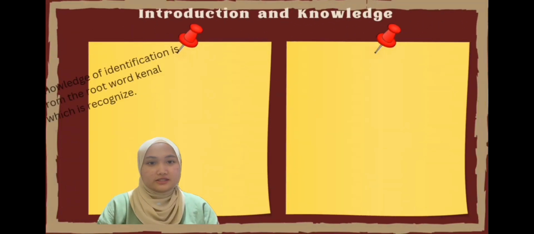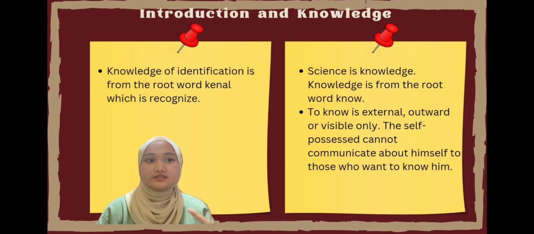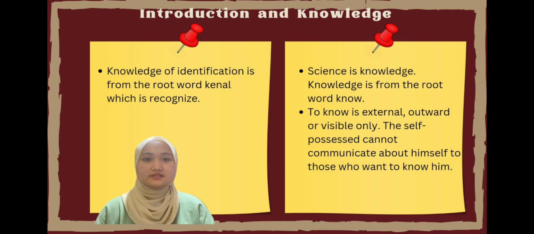On knowledge and recognition, according to Al-Attas, there are 2 types of knowledge, namely knowledge and knowledge by identification. Science is knowledge. Knowledge is from the root word know. Knowledge by identification is from the root word kenal, which is recognize. What is the difference between knowing and getting to know?